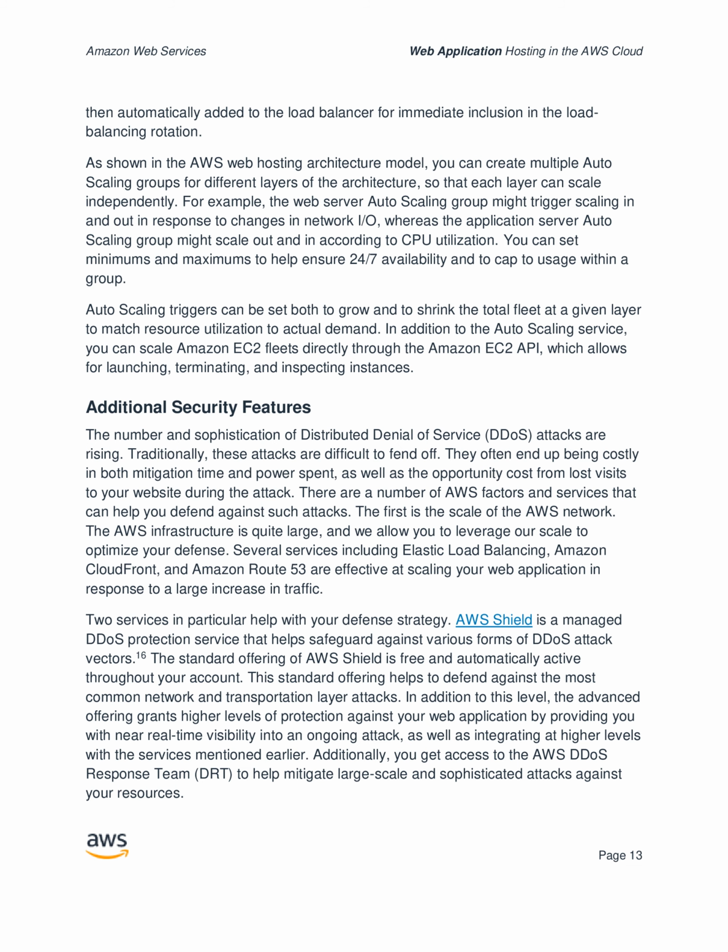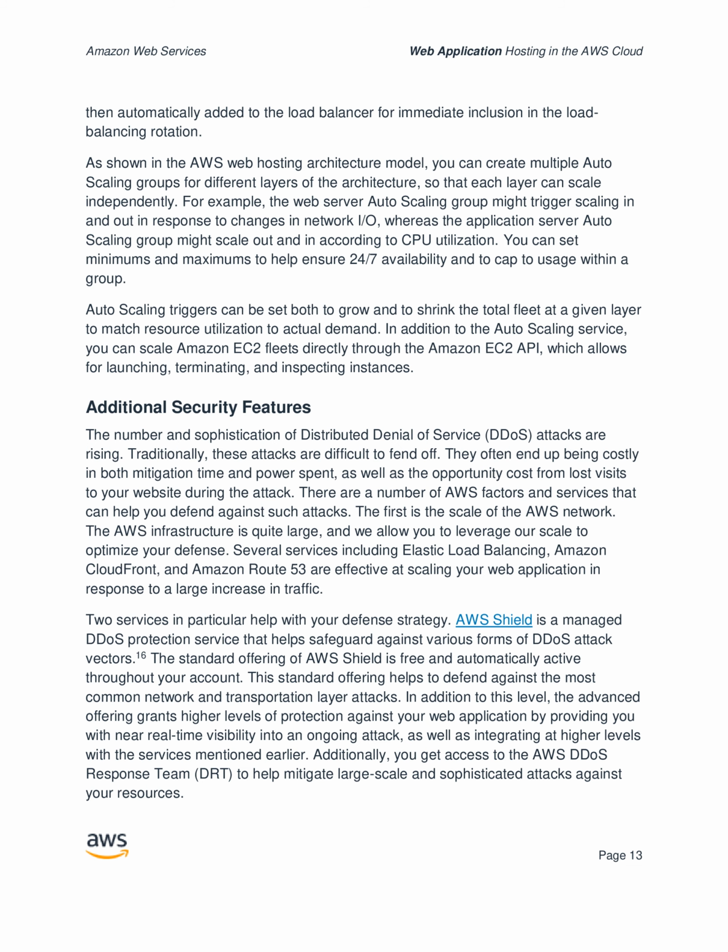There are a number of AWS factors and services that can help you defend against such attacks. The first is the scale of the AWS network. The AWS infrastructure is quite large, and we allow you to leverage our scale to optimize your defense. Several services including Elastic Load Balancing, Amazon CloudFront, and Amazon Route 53 are effective at scaling your web application in response to a large increase in traffic.